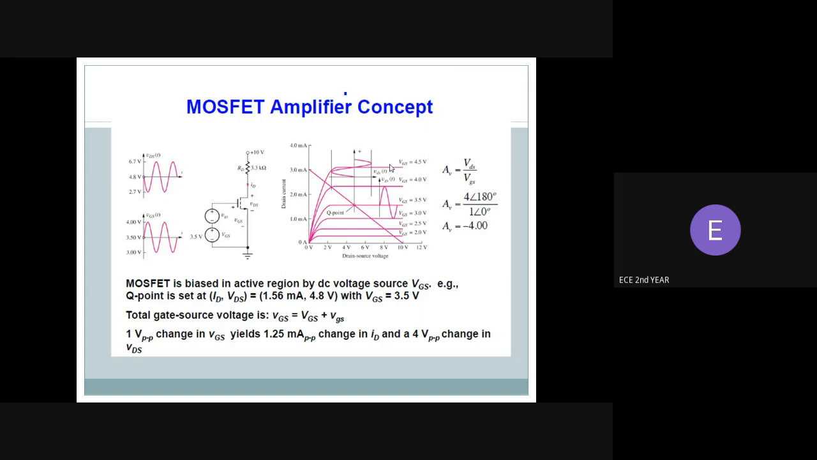The MOSFET is biased in the active region for the voltage gain. For example, the Q point is set at ID equals 1.56 milliamps and VDS equals 4.2 volts, with VGS equal to 3.5 volts. Total gate-source voltage is VGS equal to VGS plus vgs. A 1 V peak change in the VGS gives a 1.25 milliamp change in ID, and 4 V peak changes in the VGS.